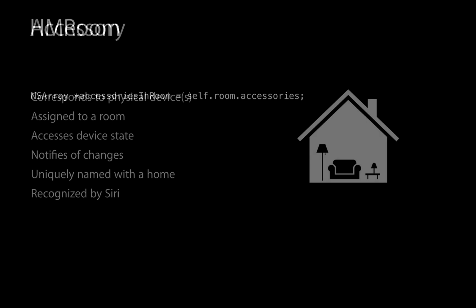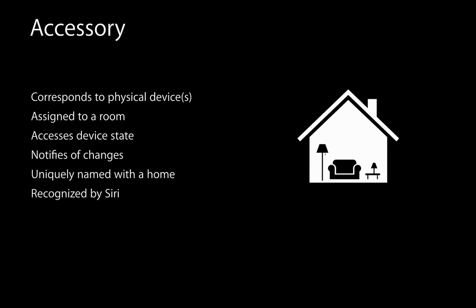Let's move on to accessories. So an accessory corresponds to a physical device. Accessories are assigned to a room, and that can change. You can assign an accessory to a different room. Accessory objects allow you to access the device state. Can I talk to this accessory right now, for example? We'll notify you of changes to that accessory. Again, they have to be uniquely named within a home. And names of accessories also are recognized by Siri.